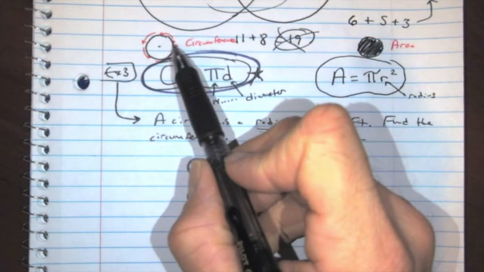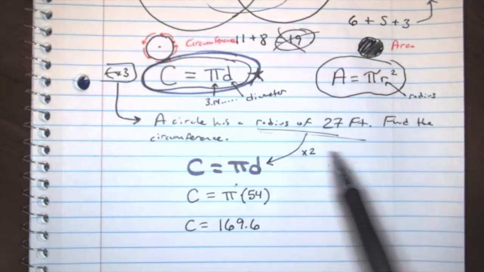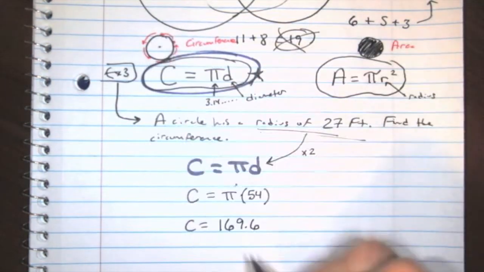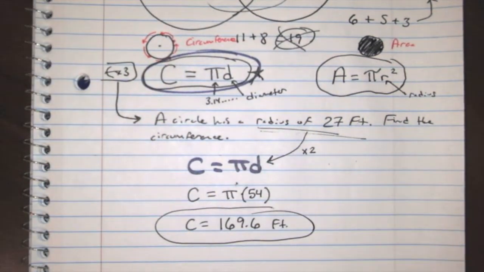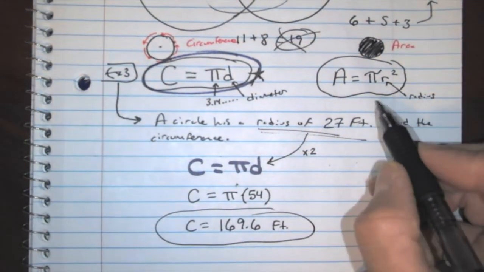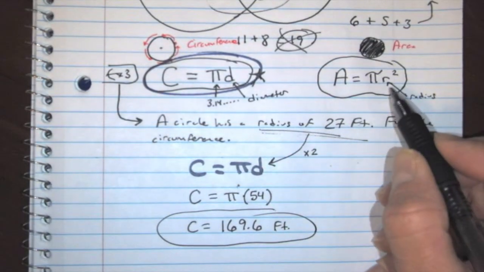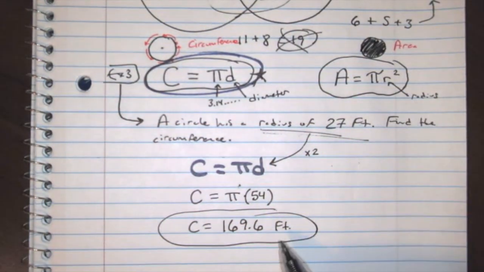units. Well, since we're walking around a circle that has a radius of 27 feet, this is going to be a distance. So it's just going to be feet. There's your circumference. Whereas area is always feet squared, inches squared, miles squared, but circumference is always in feet.